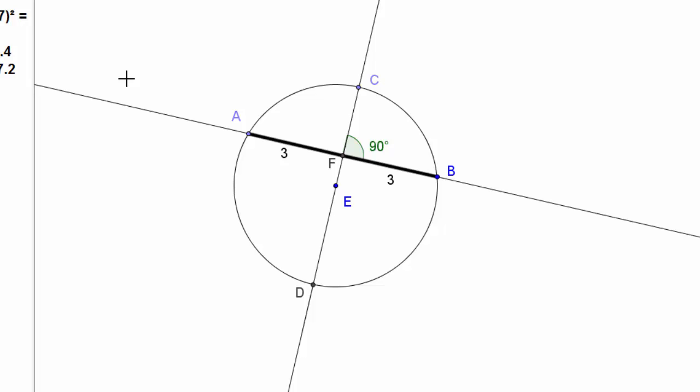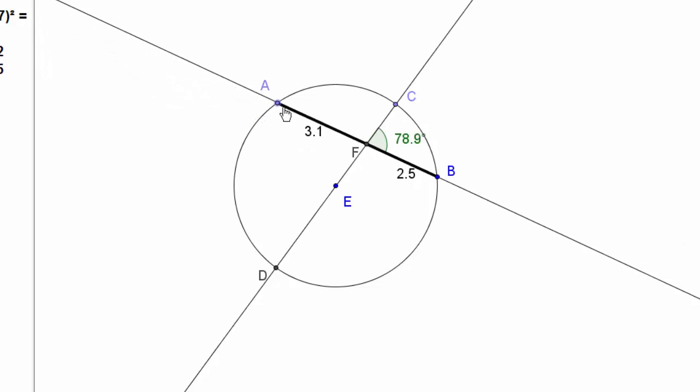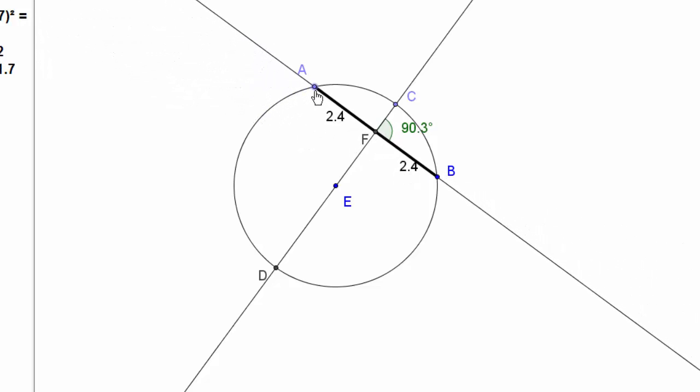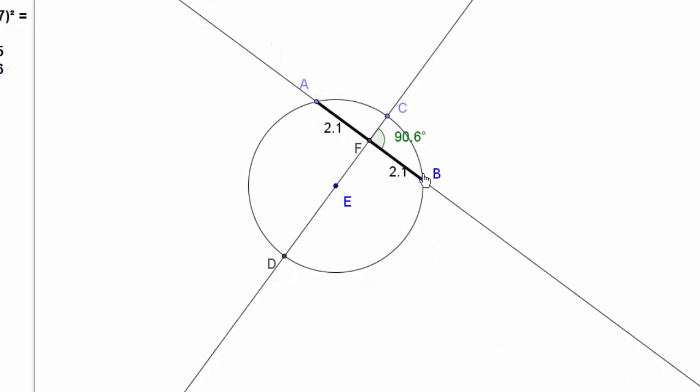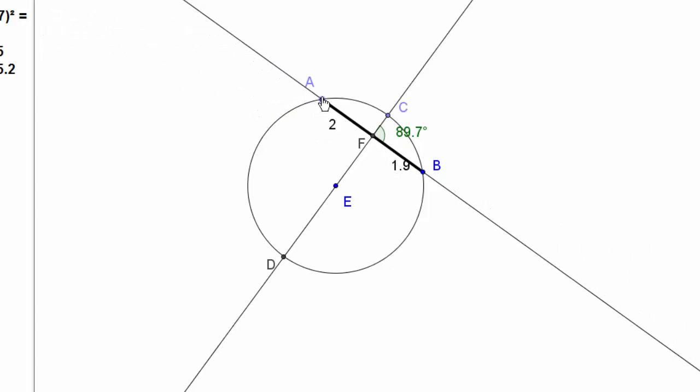Here's that same diagram, except this one's dynamic. Notice that right now, each side of this line has length 3, and we have a 90-degree angle. But if that angle goes off of 90 degrees, notice that the lengths on each side are not equal anymore. It's not being bisected. However, if I move this around until I get about a 90-degree angle, or as close as I can get with a mouse, these two sides are now going to be equal, and that line is being bisected. That's the only way to bisect another line that doesn't go through the center, is if it meets it at a 90-degree angle.